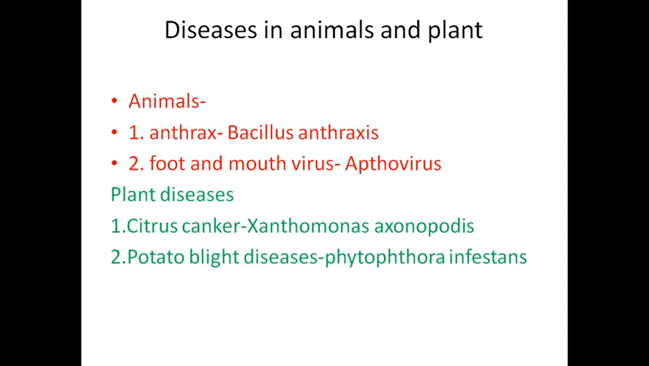Next, microorganism in plants: citrus canker. Normally, if you take a lemon, small brown spots occur on the leaf as well as the fruit. That is called citrus canker disease. It is caused by Xanthomonas axonopodis. What are the preventive measures? We give copper-based bactericides for the plants.